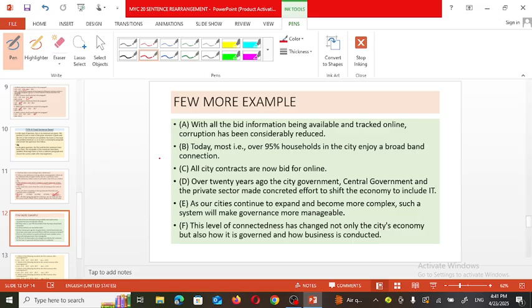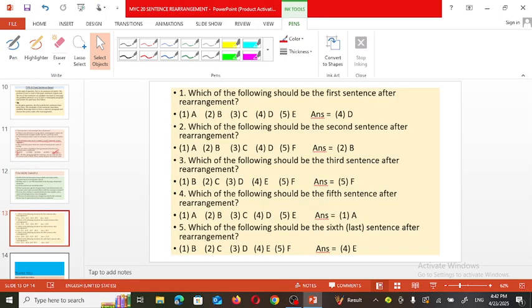Now see one more example of such kind of question. Here options are given A, B, C, D, E, F. Such sentences are given. Now you are required to find out the proper sequence so that you are able to give the answer which one will be the first, which one will be the second, which one will be the third, which one will be the fifth, which one will be the sixth. Here which sentence will be at the fourth place is not asked.